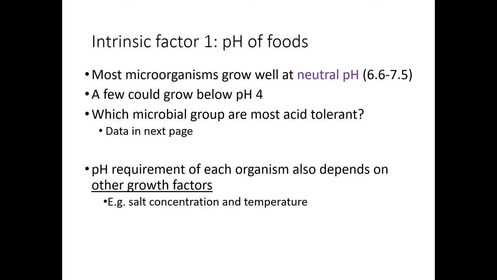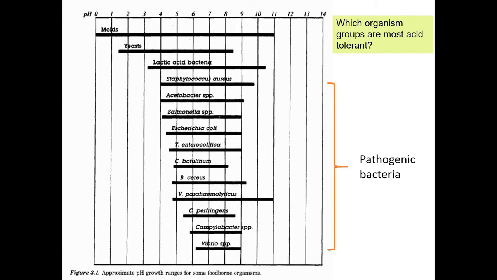So the pH of the food is going to affect which organisms can grow. Most organisms in general are going to grow at a neutral pH, so around 7 is neutral. So it's going to be a range of 6.6 to 7.5. And a few of them are going to be acid tolerant, and they'll be able to grow below pH of 4. So molds are going to be the most acid tolerant, also the most basic tolerant. So they're going to have a very large range that they can survive.